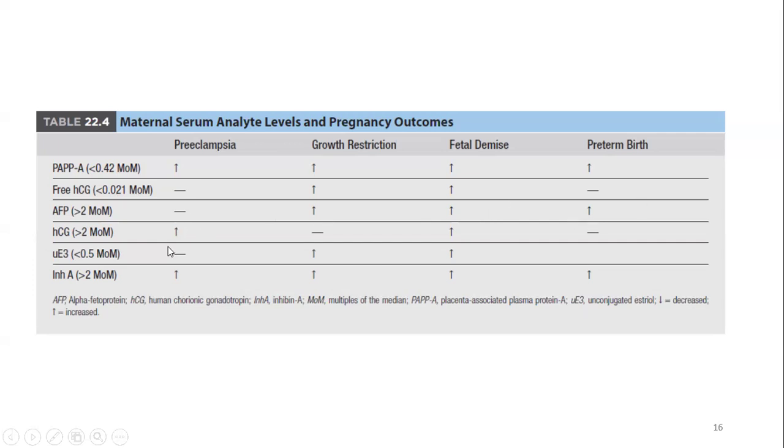If the HCG level is more than 2 MoM, again there is high risk of preeclampsia and fetal demise. If unconjugated estriol is less than 0.5 MoM, there is increased risk of growth restriction and fetal demise. If inhibin A is more than 2 MoM, there is increased risk of preeclampsia, growth restriction, fetal demise, and preterm birth. So again, this table is also very, very important. Please go through this table. You have to remember these MoM values, and you should also understand the various predictive patterns of these MoM values.